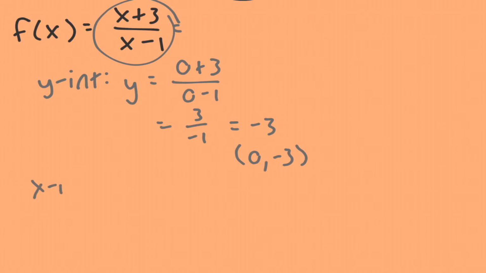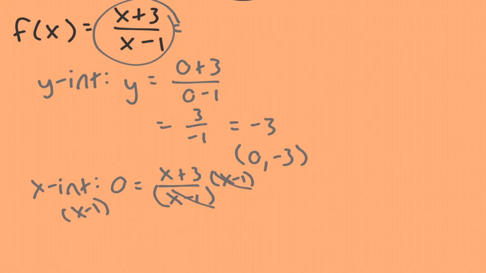And then x-intercept, plug in 0 for y, multiply both sides by the denominator, getting it to cancel. 0 times x minus 1 is 0. Subtract 3 from both sides, and x equals -3.